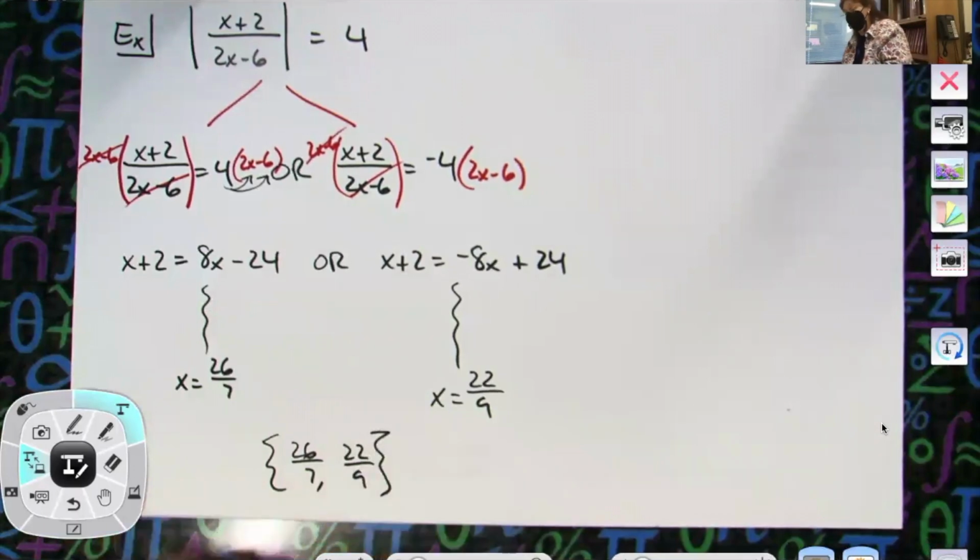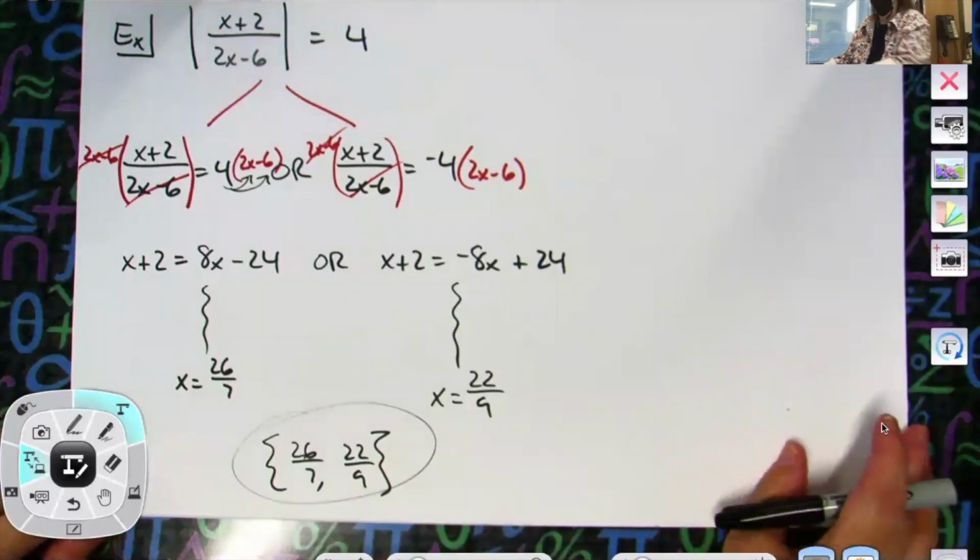And honestly, a lot of people want these numbers placed in order from smallest to largest because it's a set. I don't get overly obsessed with that. Get both numbers in there, I'm going to be pretty pleased. Okay, all right, so there's our absolute value equations. Is that enough for review on that? Because we did that quite a bit last year.